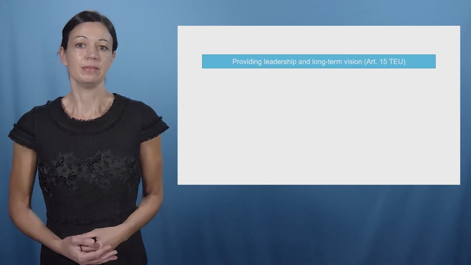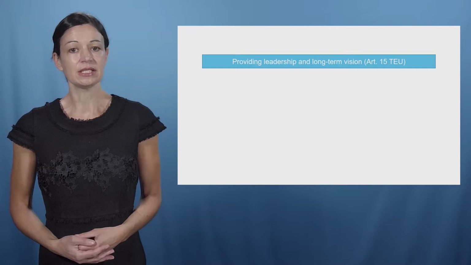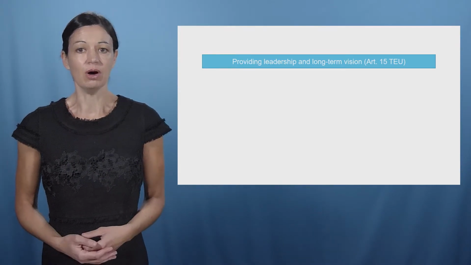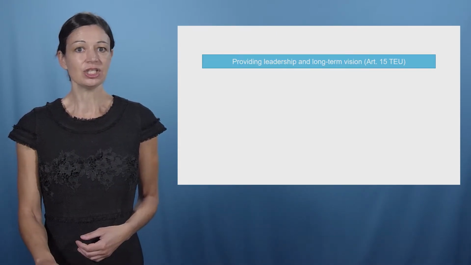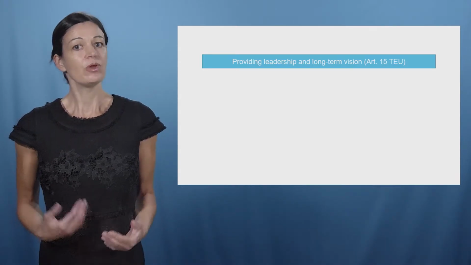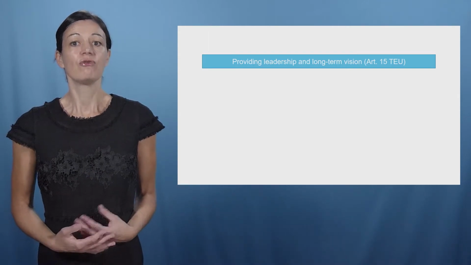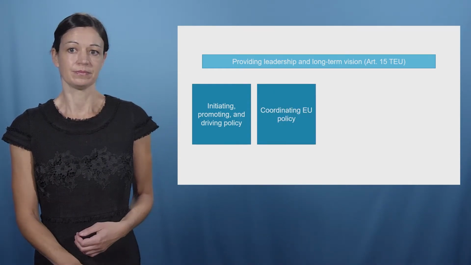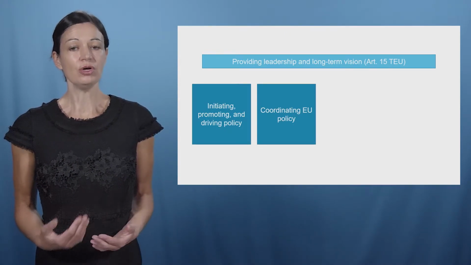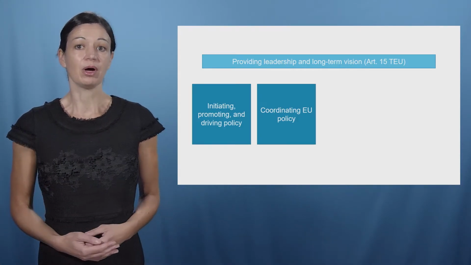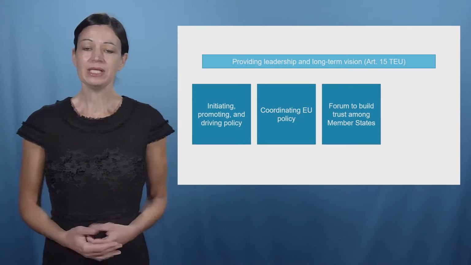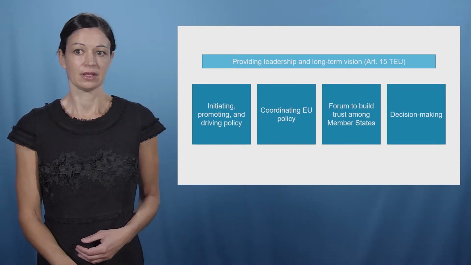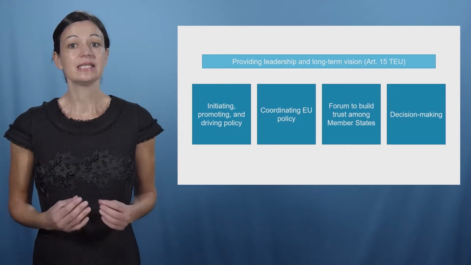The European Council plays an important role in taking fundamental and highly political decisions for European integration. It is not involved in the actual day-to-day business of making EU laws, but it rather plays a guiding role, providing leadership and a long-term vision for the EU. Within this guiding function, the European Council fulfills four main policy roles. First, it initiates, promotes, and drives policy. Second, it contributes to the coordination of EU policies across various policy areas. Third, the European Council serves as a forum to build trust among EU member states at the highest political level. And fourth, in some cases, the European Council takes the final decision.